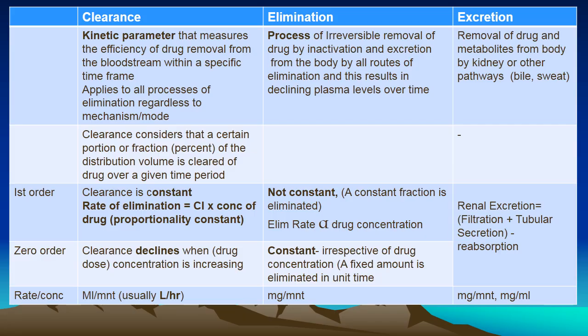So, clearance, elimination, excretion are easily understandable. Clearance is constant for first order kinetics, and clearance is not constant for zero order kinetics. It declines with increasing drug concentration because of saturation of the metabolizing capacity. Whereas elimination is constant. A fixed amount is eliminated in unit time. These distinctions should be understood.